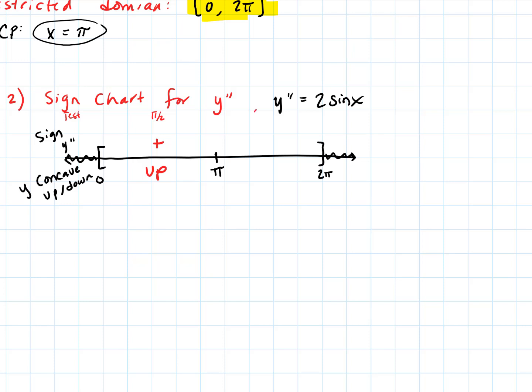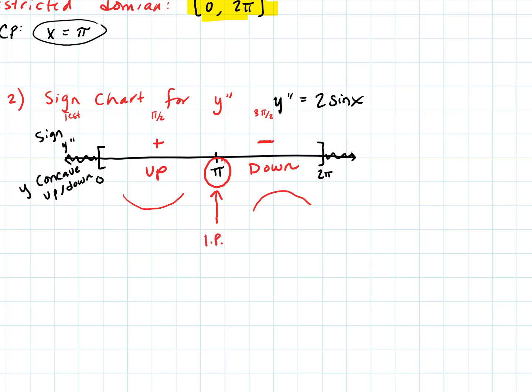And then maybe 3 pi over 2. Just pick easy ones. Plugging in 3 pi over 2 here, of course, you get negative 2. So that would be negative, and that would be concave down. Concave up has this sort of shape. Concave down has this sort of shape. Where we're concave up, we're sitting on top of our tangent lines. Concave down, we're hanging from our tangent lines, which makes this point right here an inflection point, an IP.